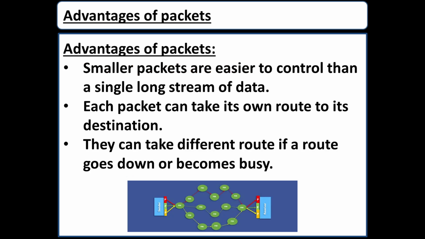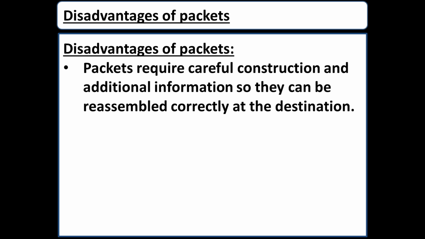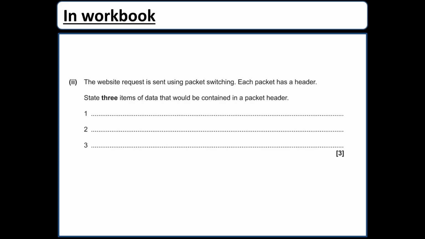The reason why we use packets is that smaller packets are easier to control than a single long stream of data, especially when a packet gets corrupted or is lost during transmission. Also, the different packets can take different routes to the destination, and each will take the most suitable route. However, the disadvantage is that packets require a lot of reconstruction. Once they reach the destination, they have to be reordered.